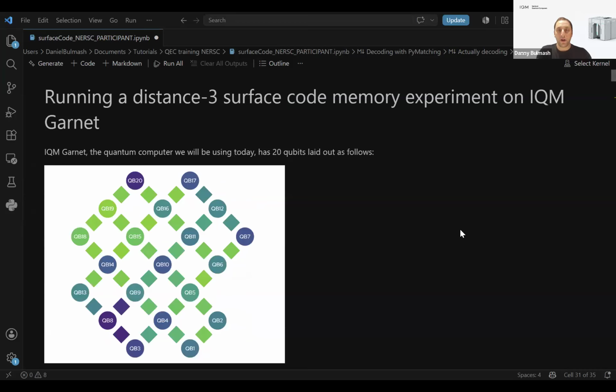Let me pause before I continue to see if there are questions about the structure of what this interactive notebook is going to look like. Oh, sorry. Which screen am I currently sharing?